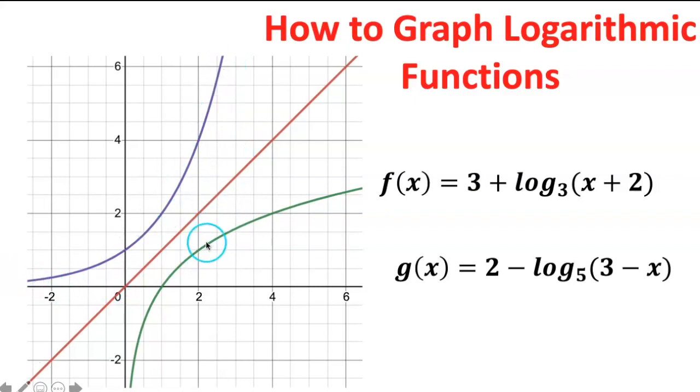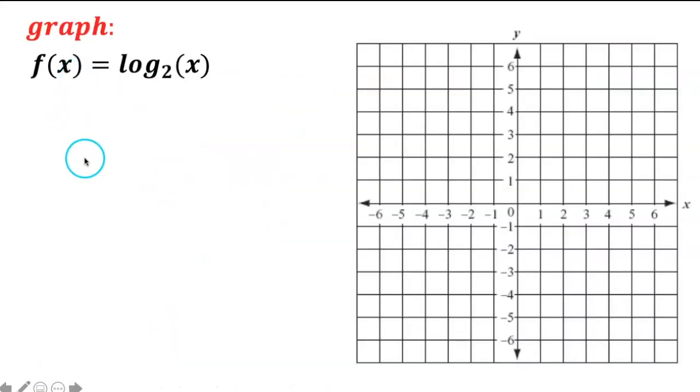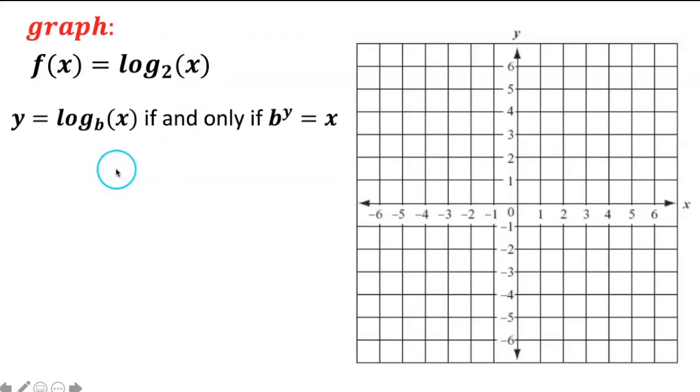So the first thing that I'm going to do is show you how to get the logarithmic starting from the exponential. So let's graph this. This is f of x equals log base 2 of x. Again, f of x equals log base 2 of x. This is my base and this is my argument. So the way I'm going to do this is by doing the exponential.